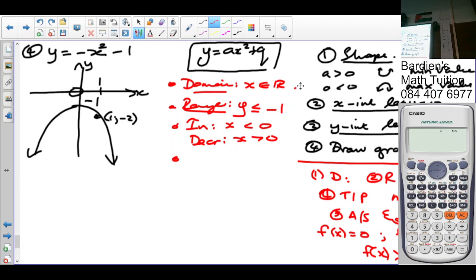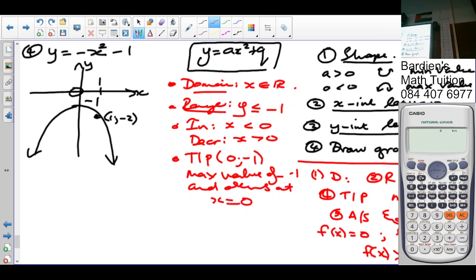Next one. Turning point. What's the coordinates of the turning point? 0 and negative 1. This graph has a maximum value of negative 1 and occurs at x equal to 0. The equation of the axis of symmetry. X is equal to 0.